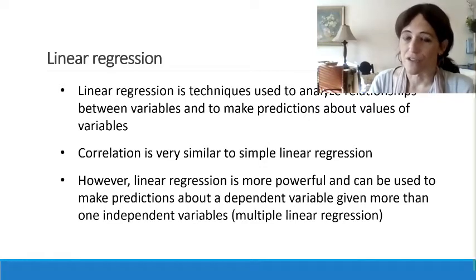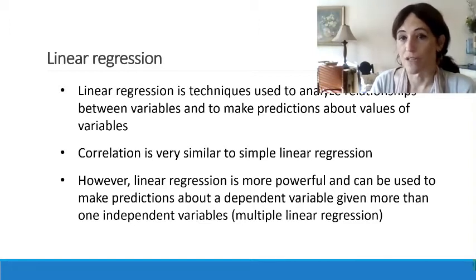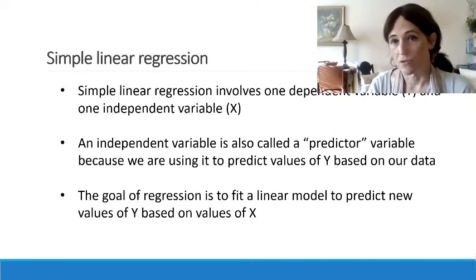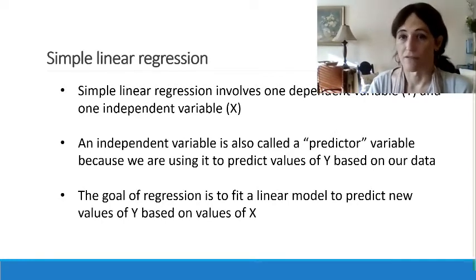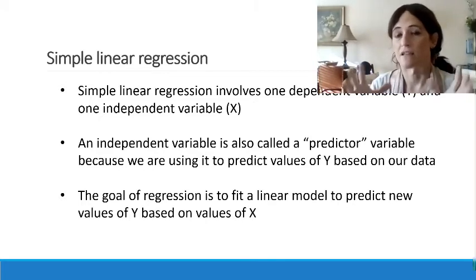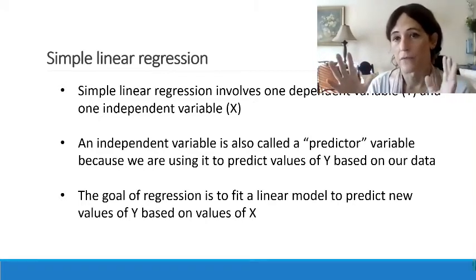However, linear regression is ultimately going to be more powerful and can be used to make predictions about a dependent variable given more than one independent variable, which we'll discuss when we get to multiple regression during the next lesson. But we have to start with a simple linear regression. And so we can use simple linear regression to look at the association between a dependent variable and one independent variable. And often we'll run a series of these associations before putting them into a model.